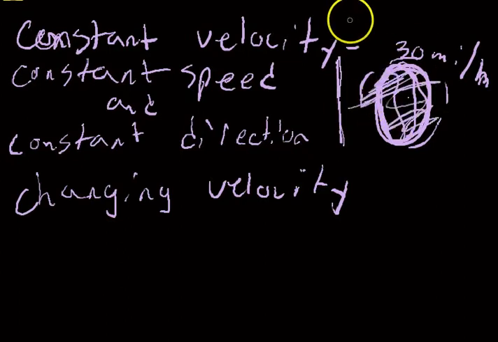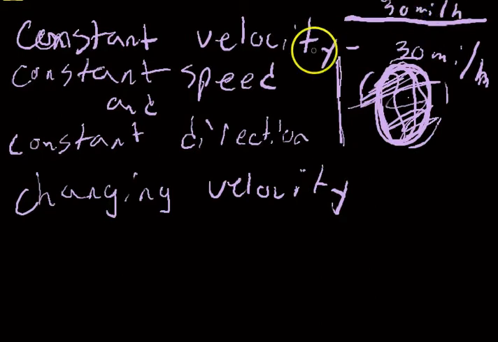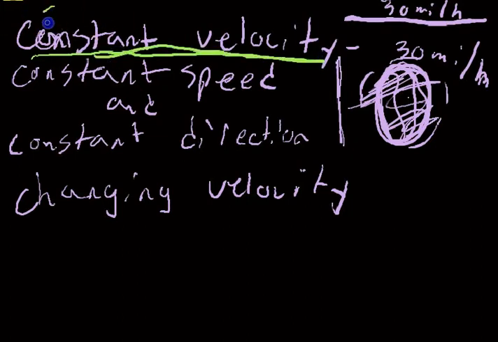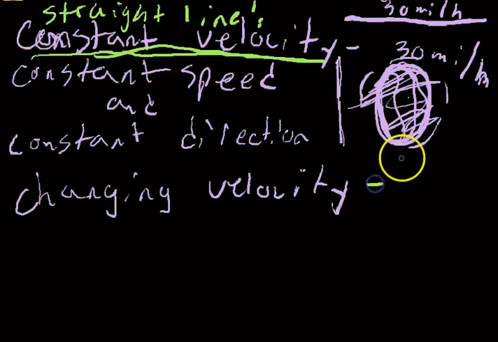Constant velocity is if I have a straight line. It has to be exactly straight, which this is not. But constant velocity is talking exactly straight line with exactly constant speed always. So when you think constant velocity, you think straight line always, okay? Now let's move to changing velocity, okay?